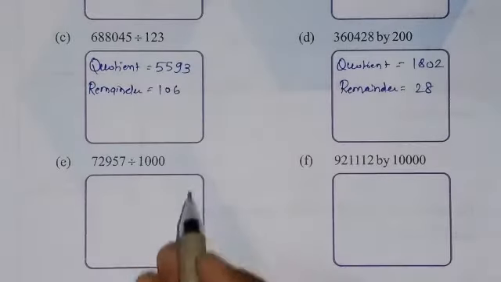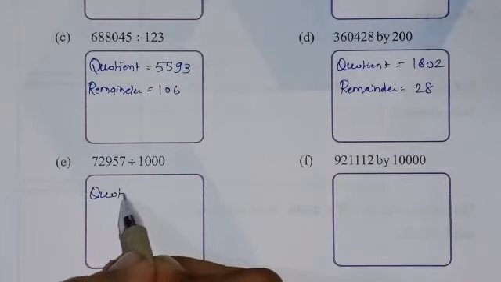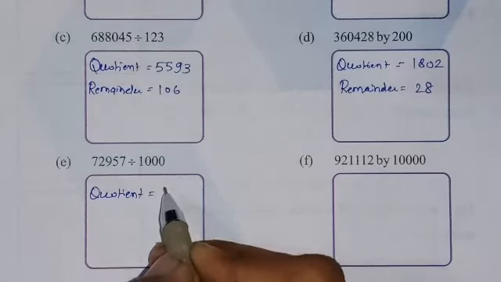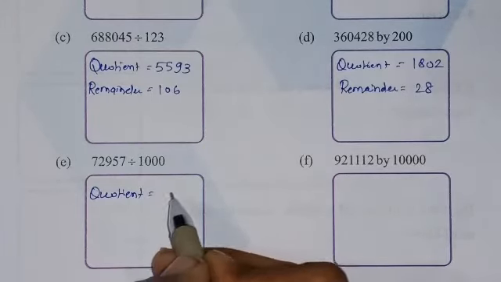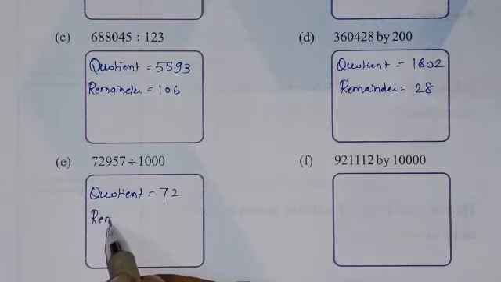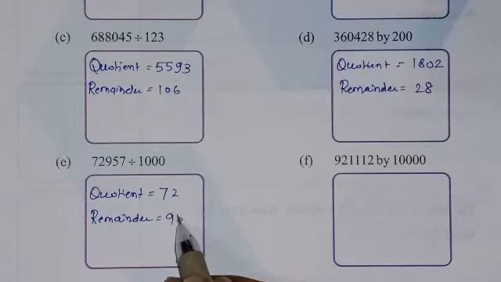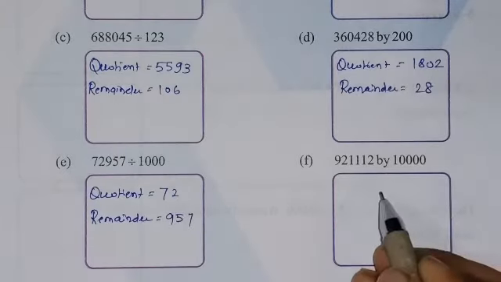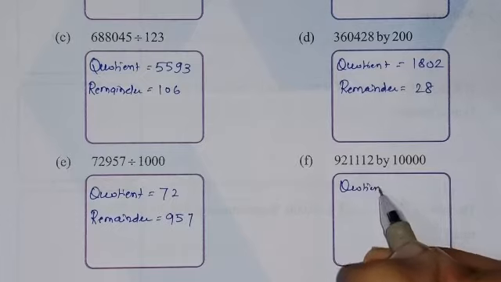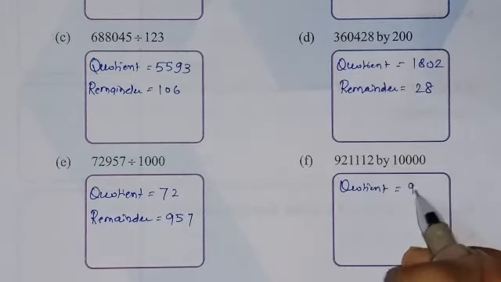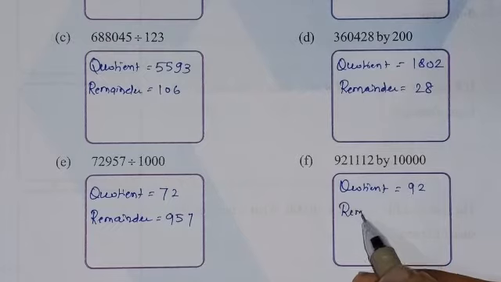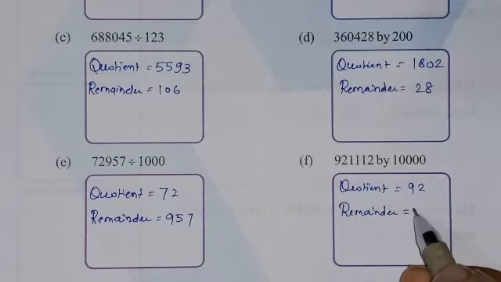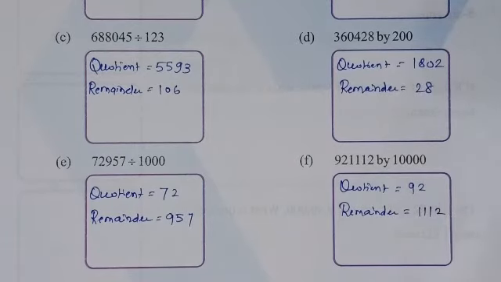In this question, a very easy question, the quotient will be 72 and the remainder will be 957. And in the last question, the quotient will be 92 and the remainder will be 1112. Okay students, so on dividing you have to get these answers.